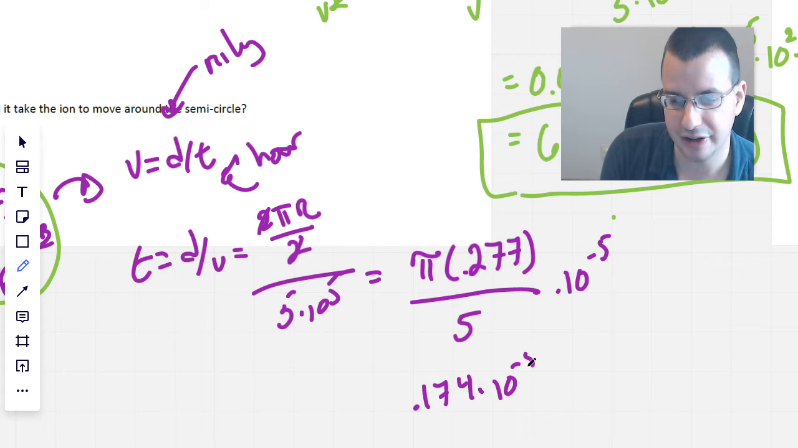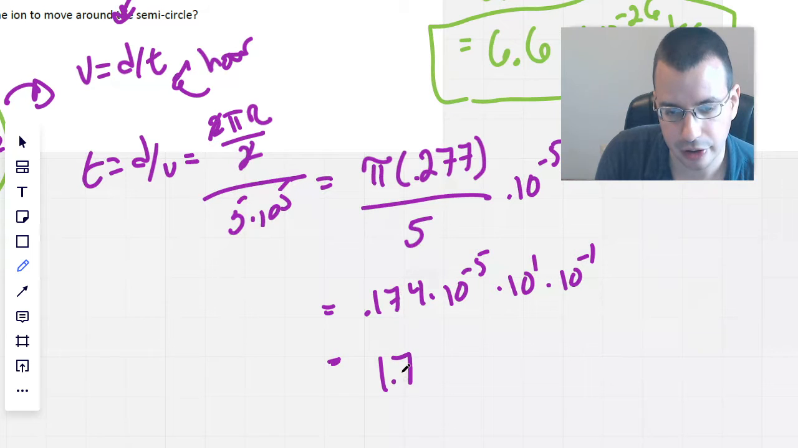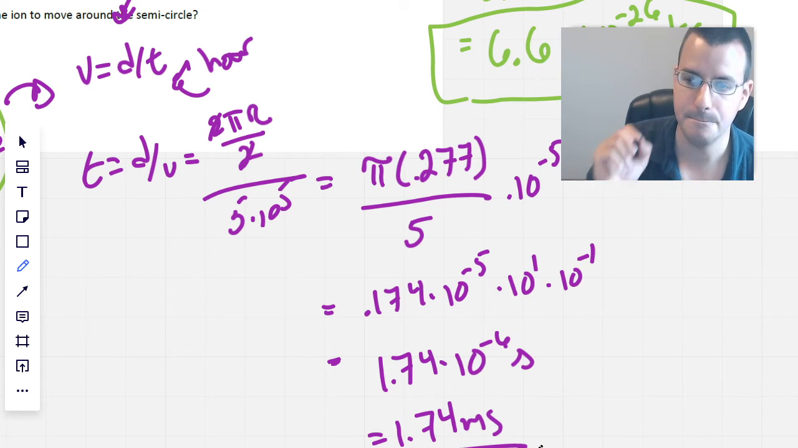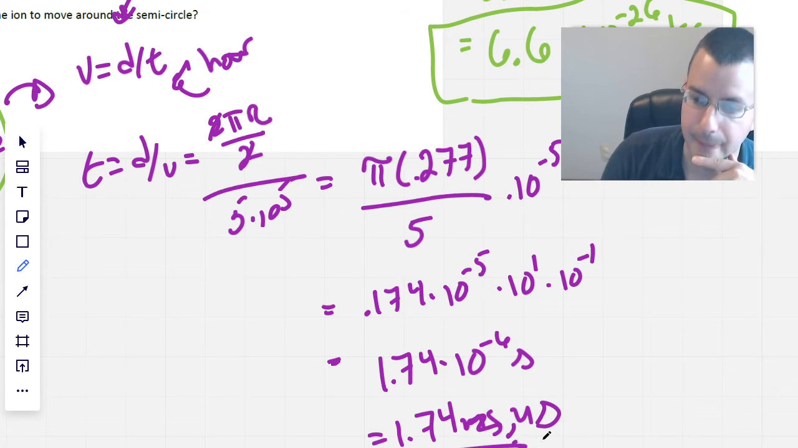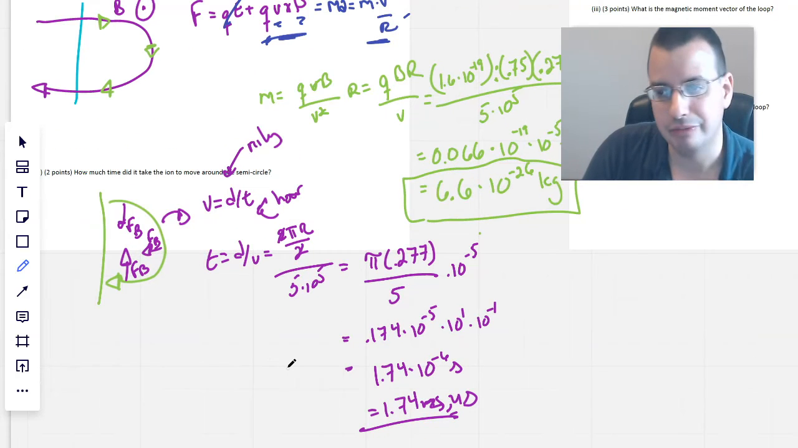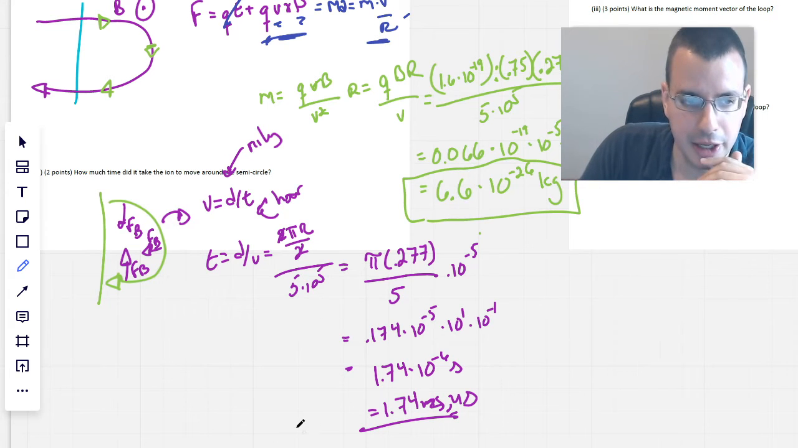0.174 times 10 to the negative 5th. I'm going to do times 10 to the 1st times 10 to the negative 1. And then we get 1.74 times 10 to the negative 6th seconds, which is 1.74 microseconds. Almost messed that up. Well, I still might have messed it up with an easy thing to get wrong.